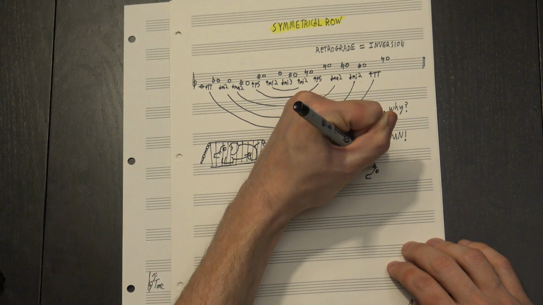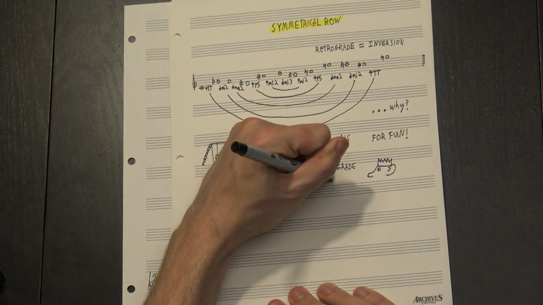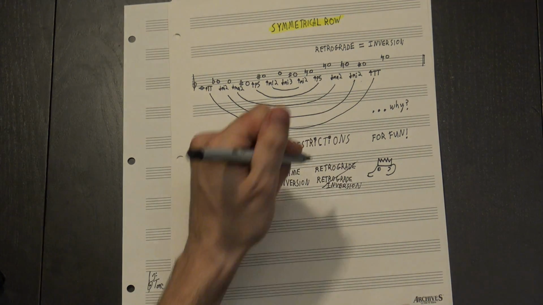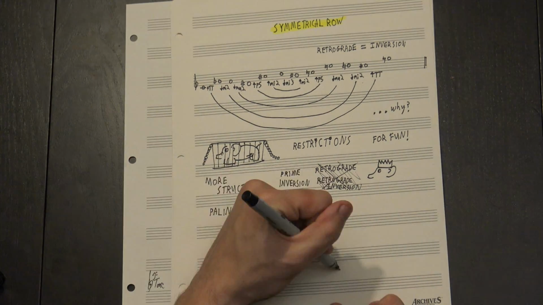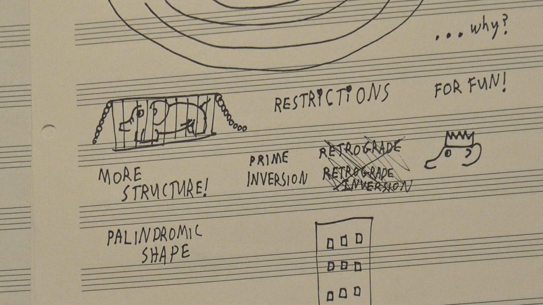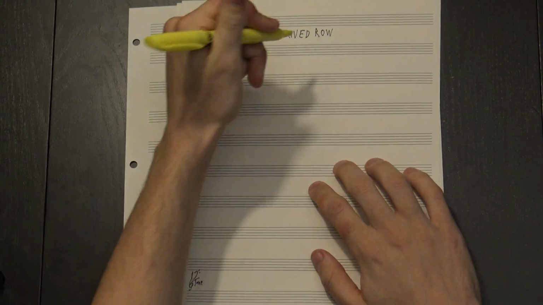They want things to be difficult so that they can conquer them, and taking away half your transformations when you've only got 4 in the first place, that makes things a lot harder. It also provides another form of structure, with the palindromic shape providing an additional framework. So if you're looking for a challenge, symmetrical rows are a great place to start. Which leads us to our final technique for the day, the derived row.